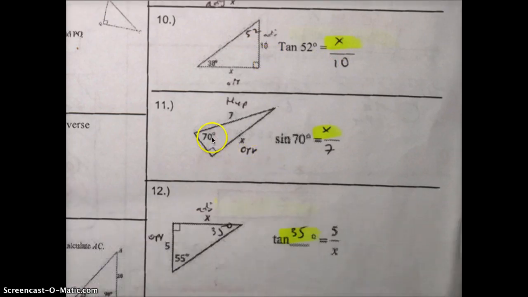Question number 11. I have these three pieces of information, 7, x, and 70. It's telling you where to start, so start at 70. It's telling you the answer is already sine, so that would be opposite over the hypotenuse, x over 7. So you would have an added x here.